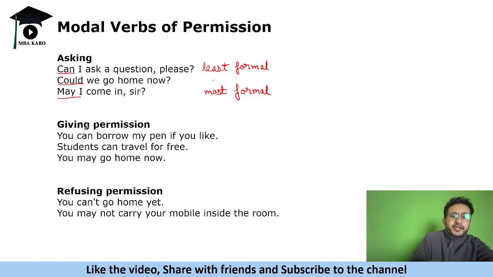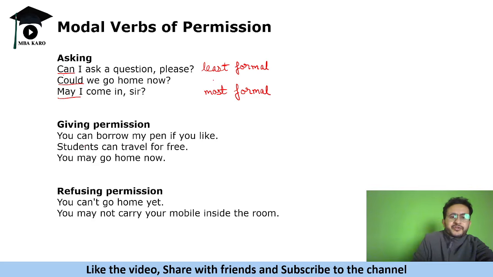May I. Now, when you give permission, you say you can. So, when you ask, the modal verb comes before the noun or pronoun. Similarly, in giving permission, it changes. Like can you becomes you can. Students can. If you want to convert it into asking, can I borrow your pen, like this you will convert. Can students travel? So like this.